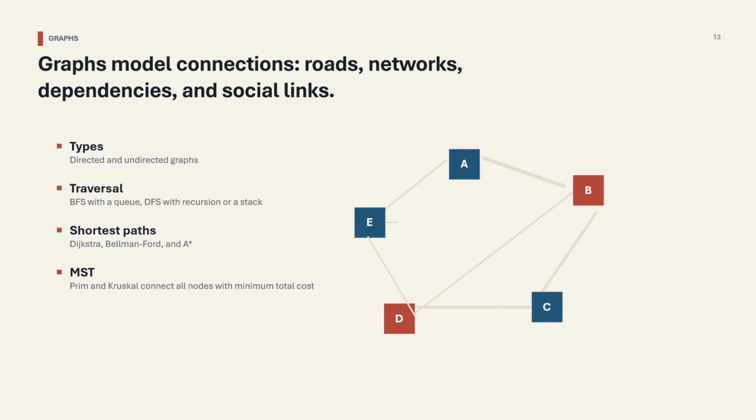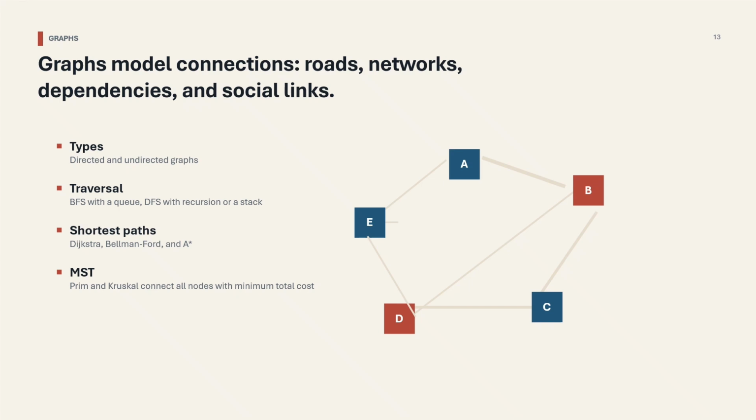The most important graph traversal algorithms are BFS and DFS. BFS stands for breadth first search. It explores nodes level by level and uses a queue. DFS stands for depth first search. It explores deeply before backtracking and can be implemented using recursion or a stack.